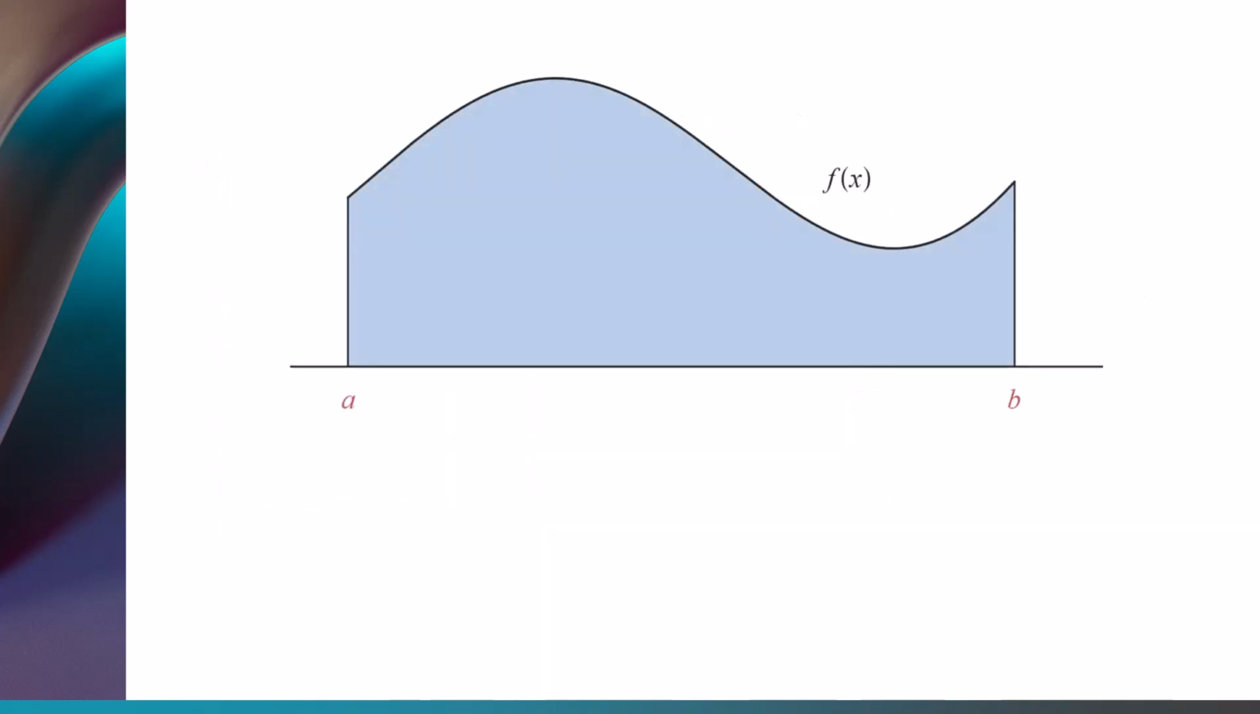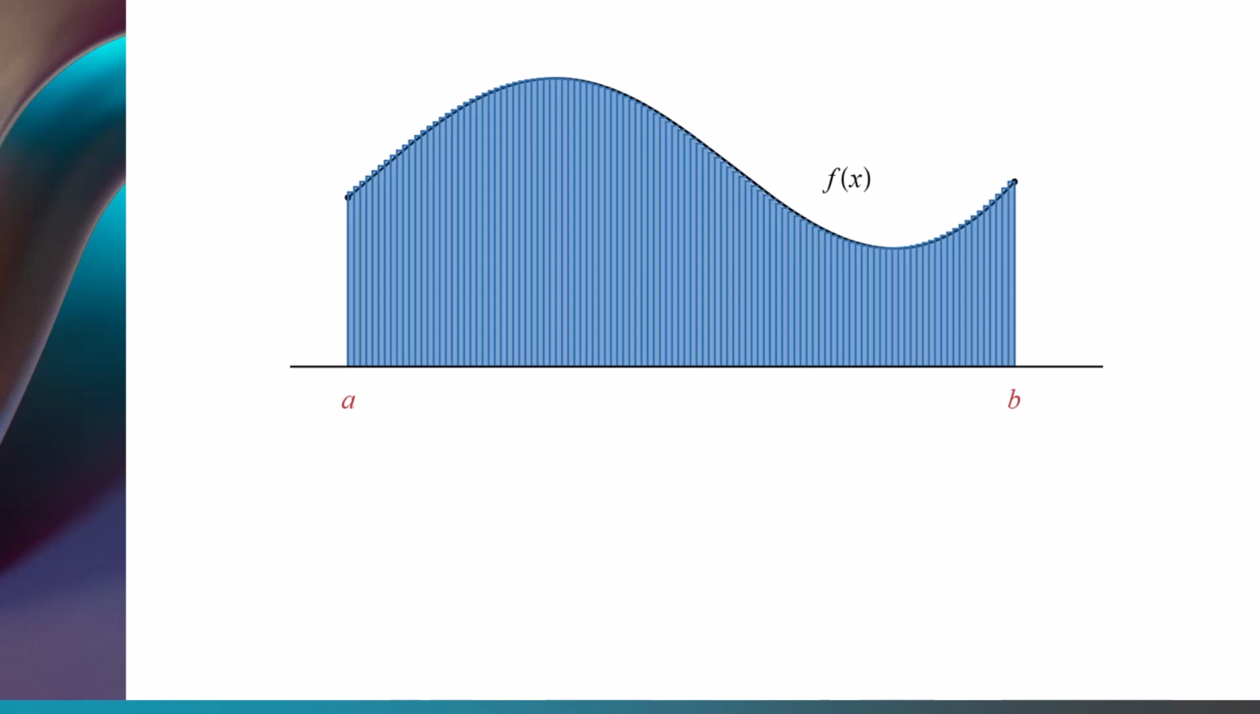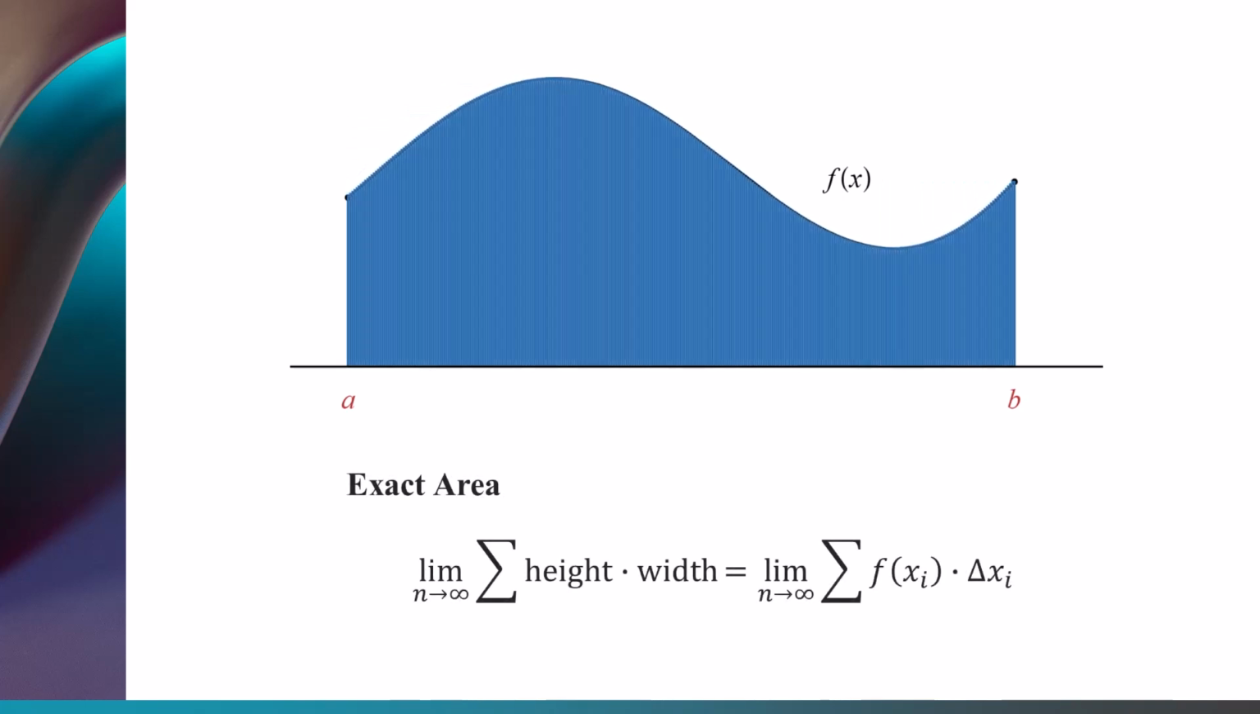Now let's think about this process again. We started with a region that was bounded by a function f of x over some range of x values, let's say a to b. Then we divided the region into n rectangles. We found the area of each rectangle, and then allowed n to approach infinity. Now we might write this process as the limit as n approaches infinity of the summation of the height times the width, which is equal to the limit as n approaches infinity of the summation of f of x sub i times some delta x.